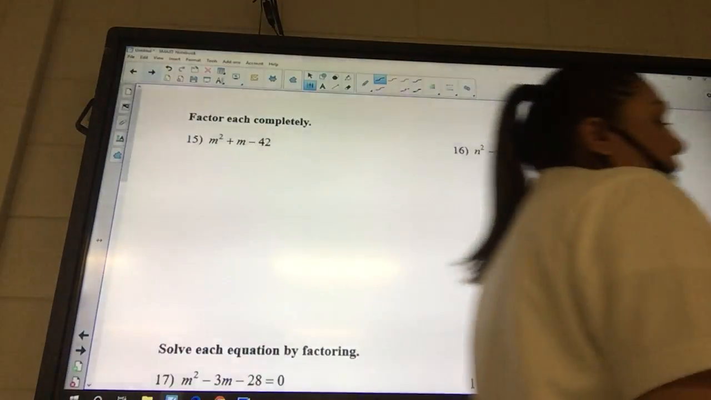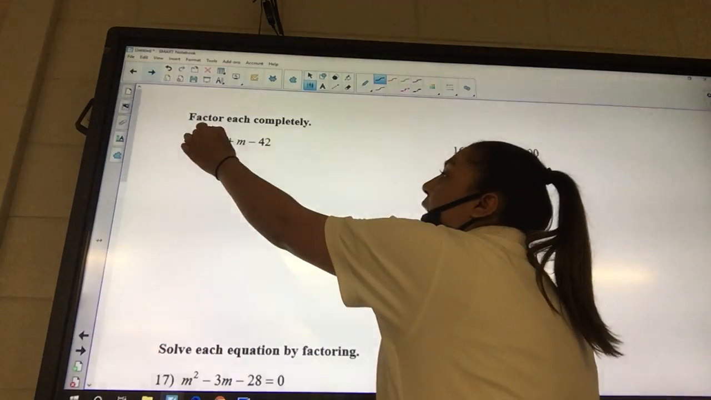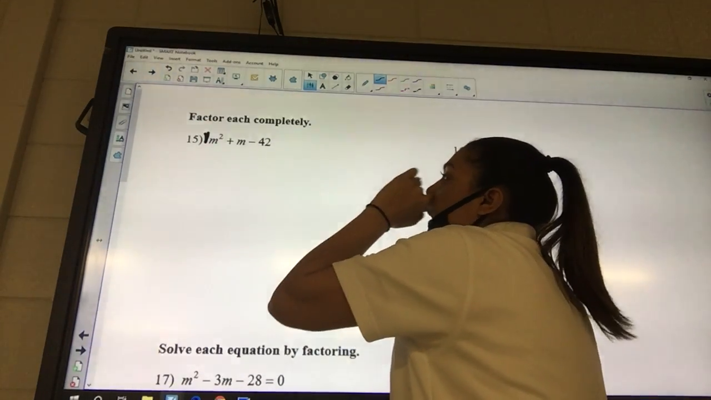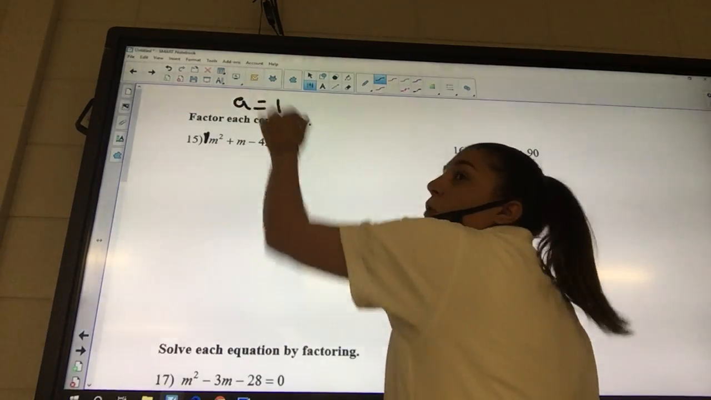All right, look at the next one. Is A 1? Okay, see how this first one is blank right here? There's really a 1 right here. Okay, so that means that A is 1. So you use this when A equals 1.